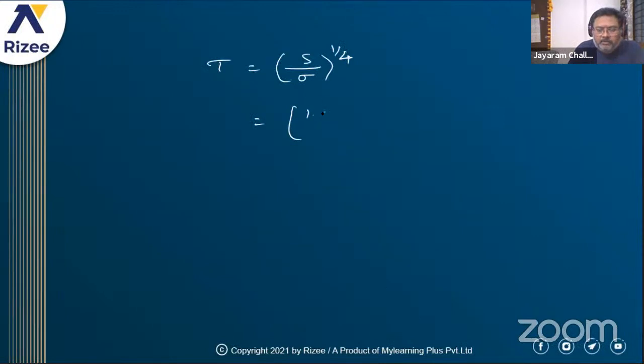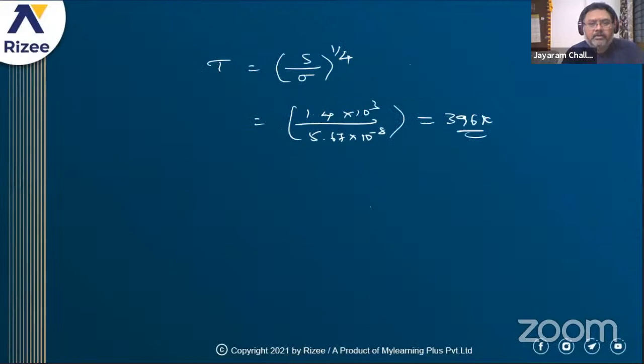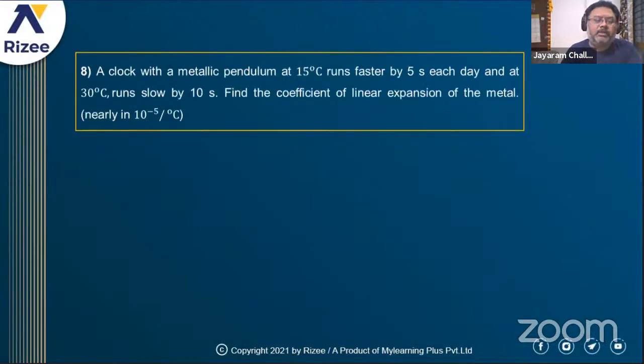And the solar constant comes out to be 1.4 into 10 to the power of 3, divided by Stefan's constant, which is 5.67 into 10 to the power of minus 8. So this value is going to be approximately 396 Kelvin. It comes out to be the case. So please try to understand this particular concept: when it is going to be the maximum, power is going to be the maximum condition. Fine. So next, question number 8.